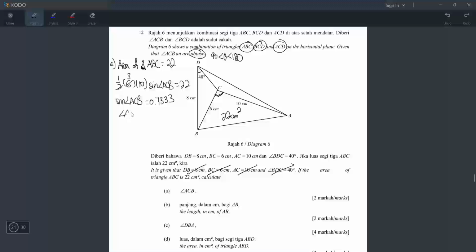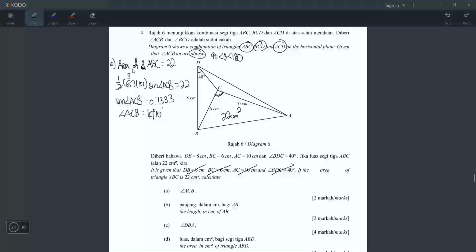And then how to find ACB? I have to tekan shift sign. So let's tekan shift sign. Okay, the calculator says 47 degree 10 minutes. Okay, actually it's 9 minutes, but belakang is more than 30, so I have to plus 1. 47 degree 10 minutes. Of course, you can write in decimal also, but I usually write in degree minute.